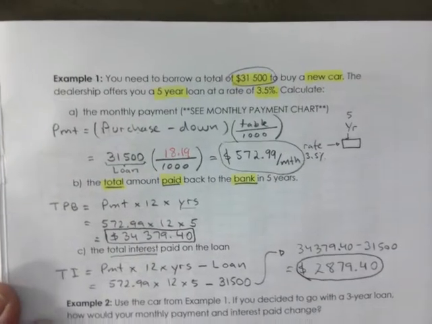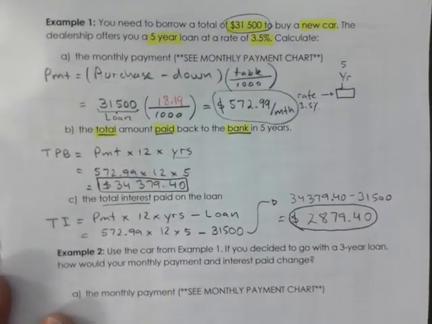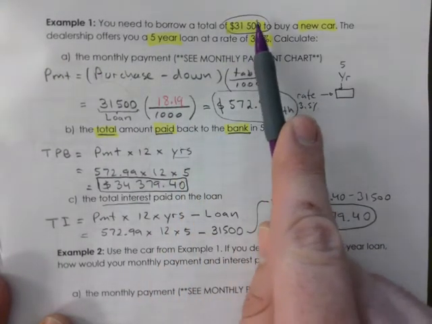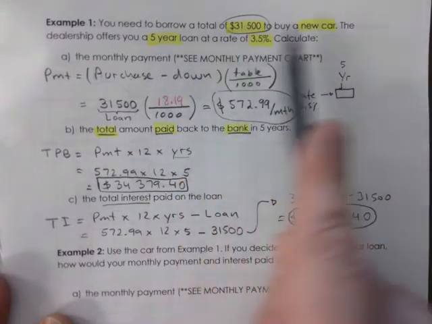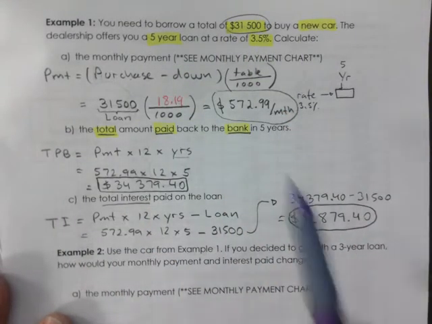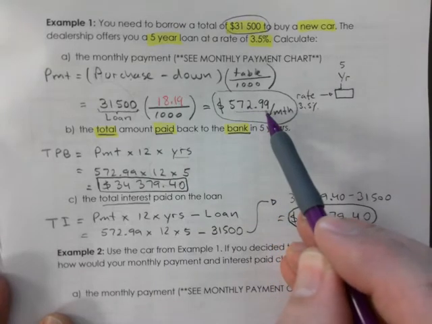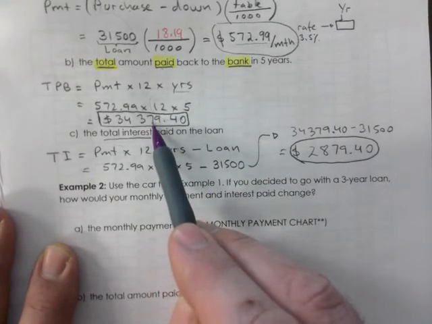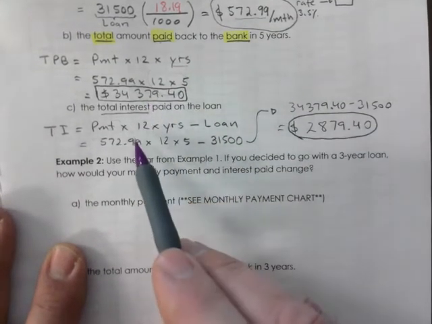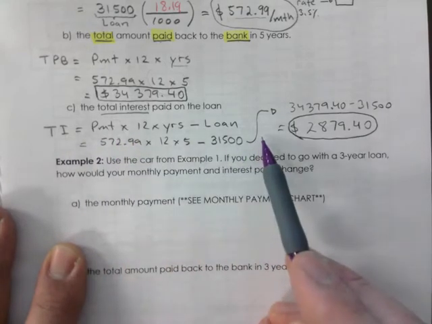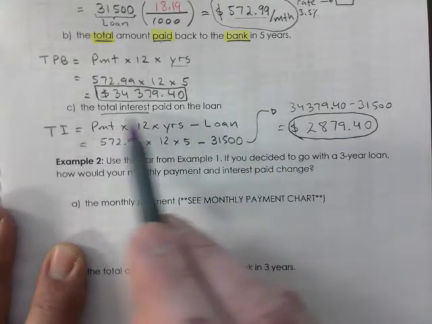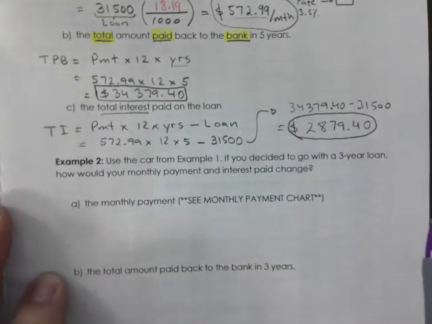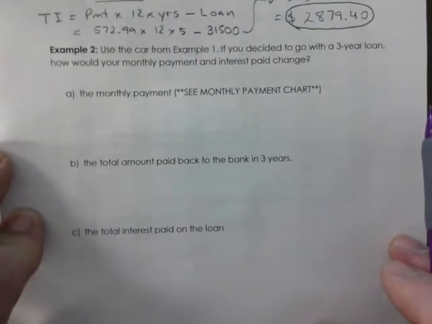I started this on Friday, and I just stopped it after that, right? So we looked at a loan over 5 years at 3.5%, for 31,500. There was no down payment there or anything like that. So we just figured out the monthly payment. We figured out the total paid to the bank here. And then we figured out the total interest for that loan, which was also asked of you today, okay? And that was 2,879.